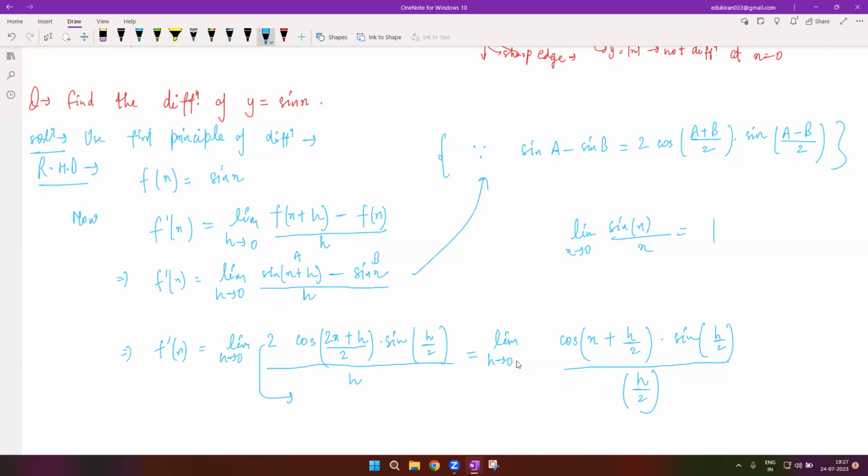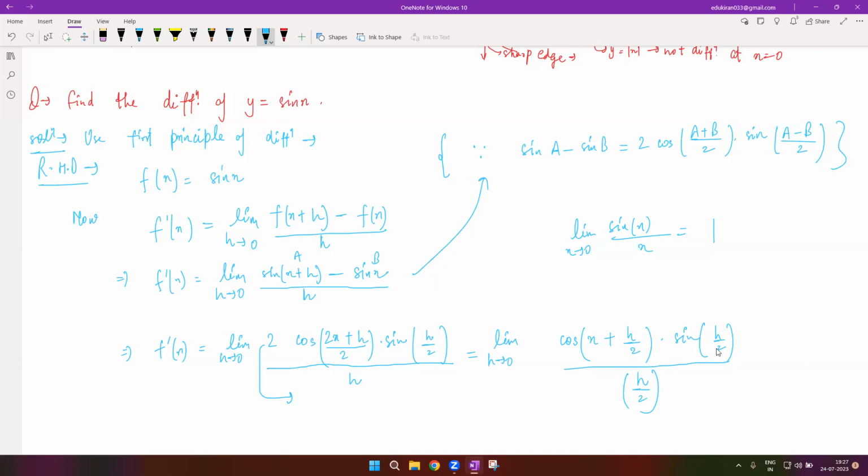Now, if you put h = 0 directly, what happens? We discussed that if we have to solve a limit, first put h directly and check what answer is coming. So when I put h directly, this becomes cos x, because h by 2 becomes 0. So this becomes cos x.